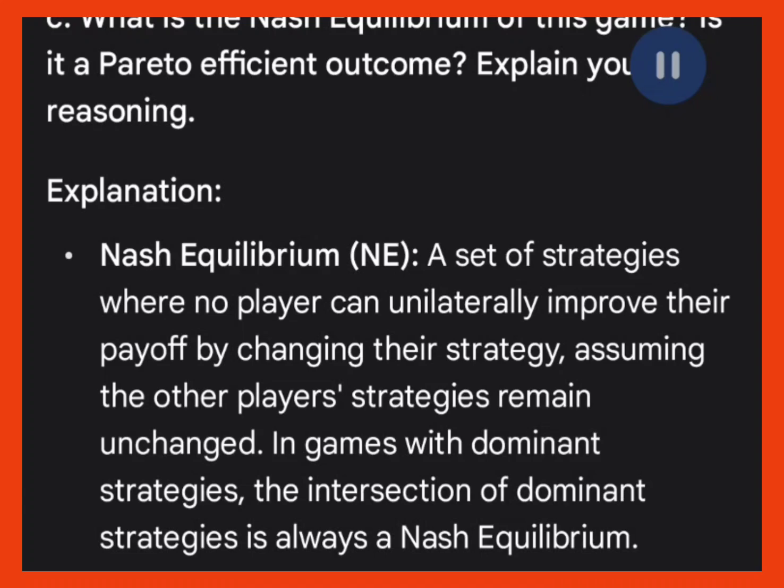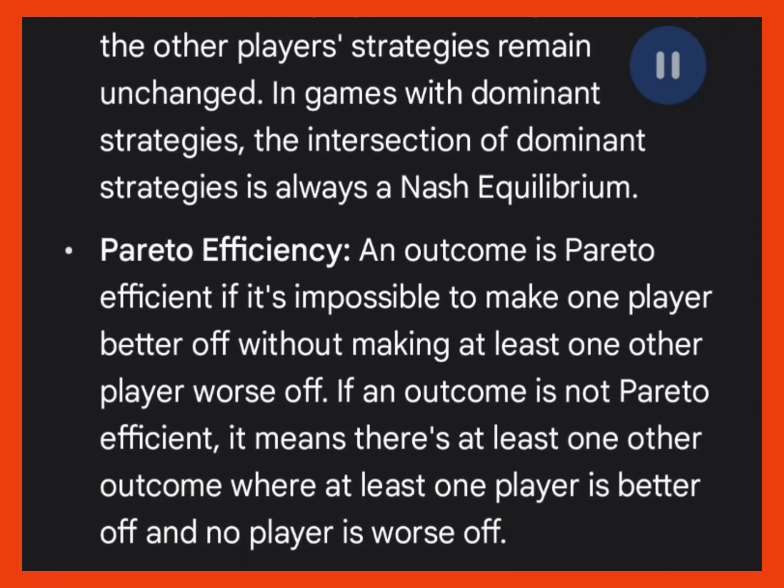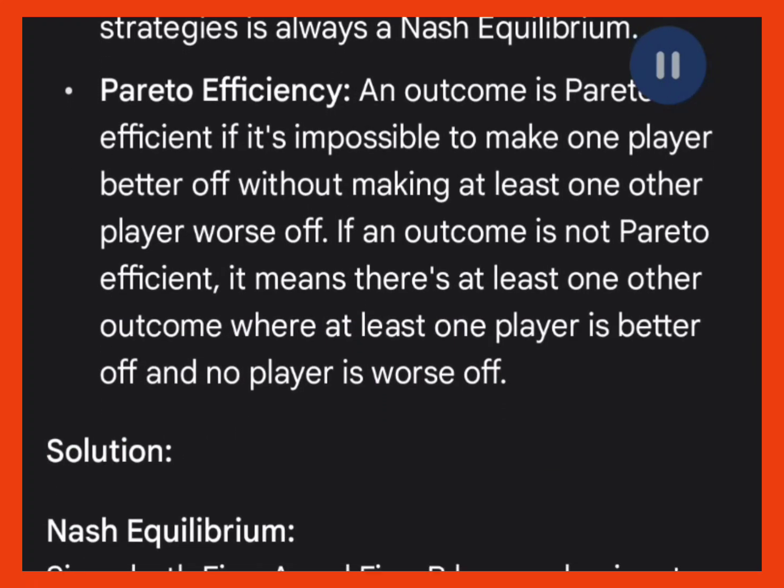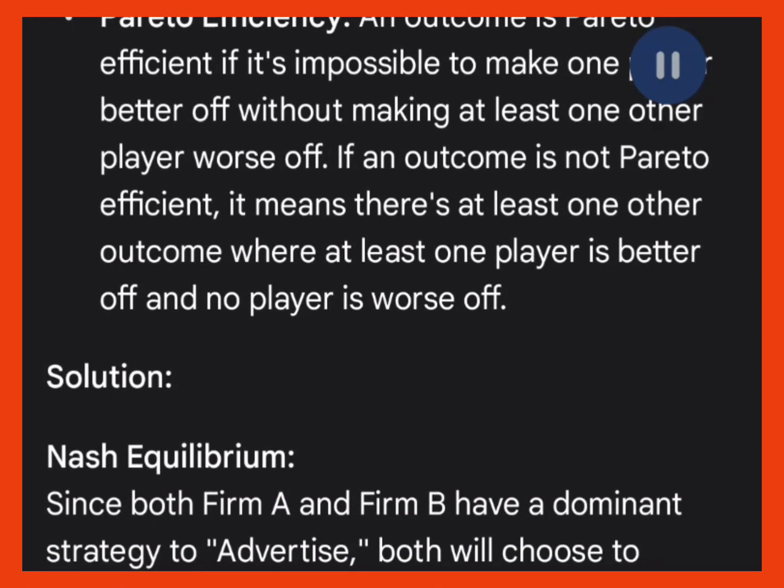Pareto efficiency. An outcome is Pareto efficient if it's impossible to make one player better off without making at least one other player worse off. If an outcome is not Pareto efficient, it means there's at least one other outcome where at least one player is better off and no player is worse off.